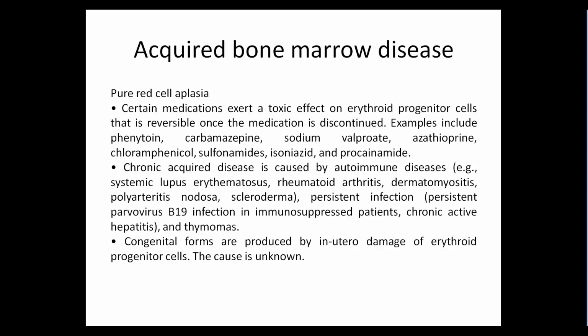Persistent infection, persistent parvovirus B19 infection in immunosuppressed patients, chronic active hepatitis, and thymomas. Congenital forms are produced by in utero damage of erythroid progenitor cells. The cause is unknown.